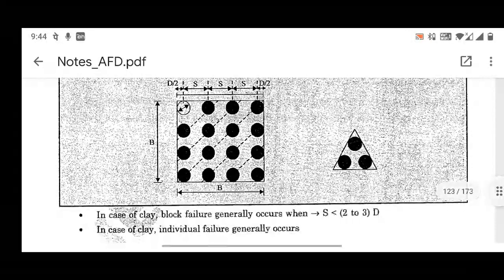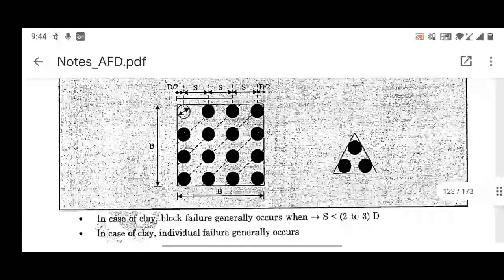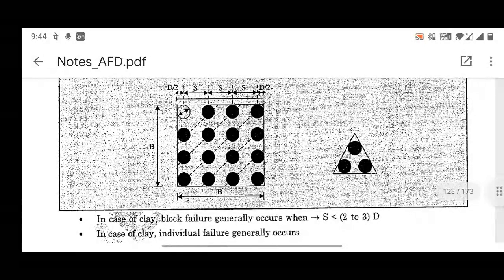Now, in case of clay, block failure generally occurs when your spacing is less than 2 to 3 times the diameter. So class, please note this point also. If you have a clay soil and they are asking you this question that the block failure has occurred, what will be the spacing? So spacing will be less than 2 to 3 times the diameter.